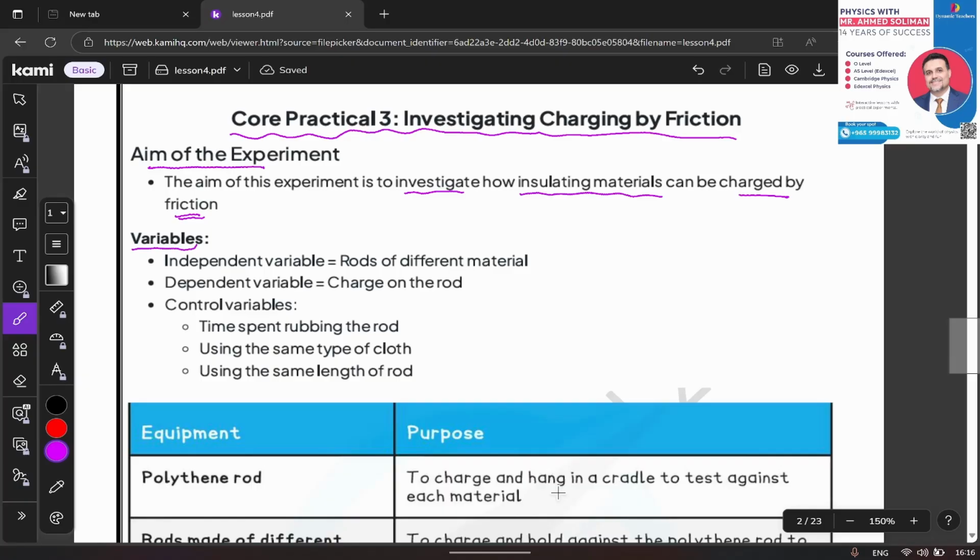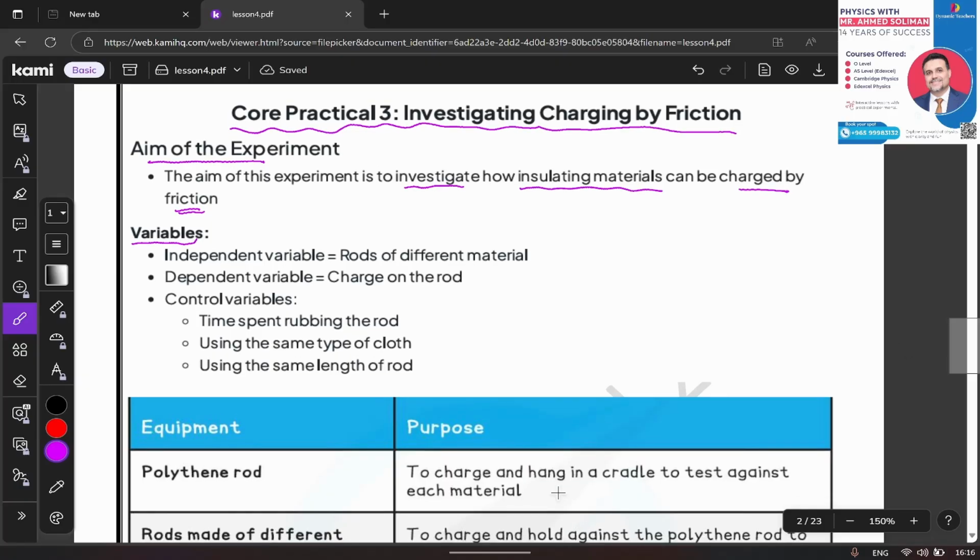So what are the variables in this experiment? The independent variable is rods of different material. We will try to charge different material objects. What is the dependent variable? The charge on it. And what is controlled? Time spent for rubbing, using the same type of cloth to rub the object, and using the same length of the rod. So we can say these are the controlled variables.